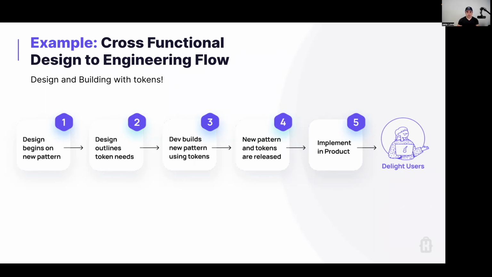Usually that comes along with an anatomy chart. You usually have some arrows or lines that indicate what kind of token you're using, whether that's spacing, colors, anything like that. So a dev is able to take that and build new patterns and build the new tokens. Those new patterns and tokens are then released during our normal engineering workflow. And then, of course, we're able to implement those components and those tokens in our product, which provides us with delighted users.